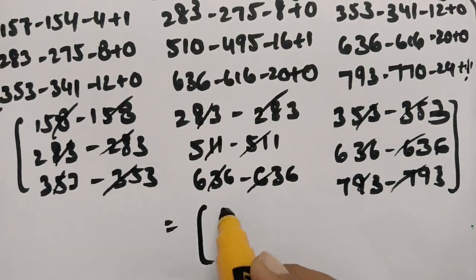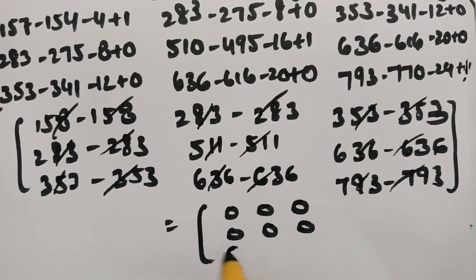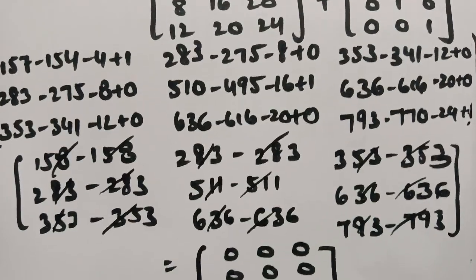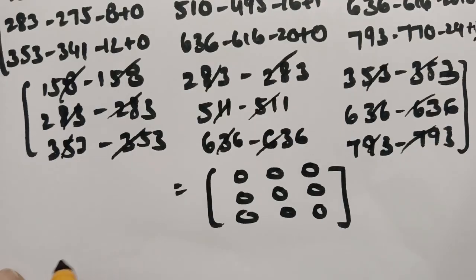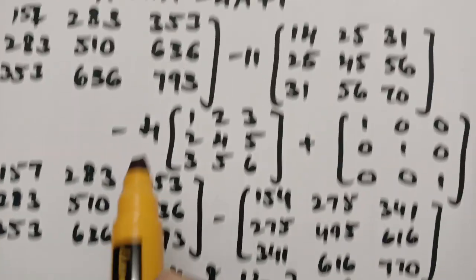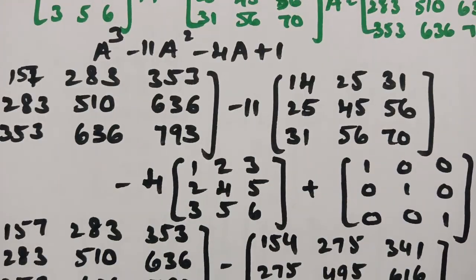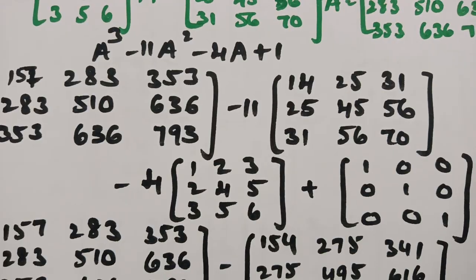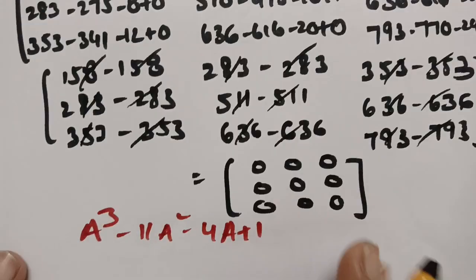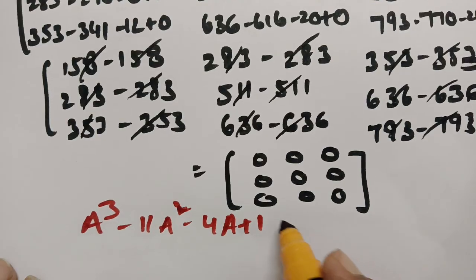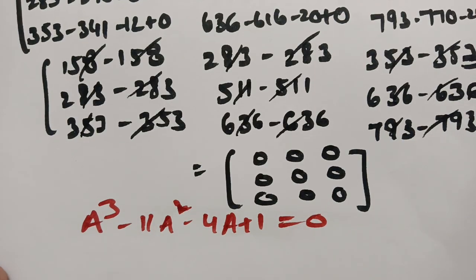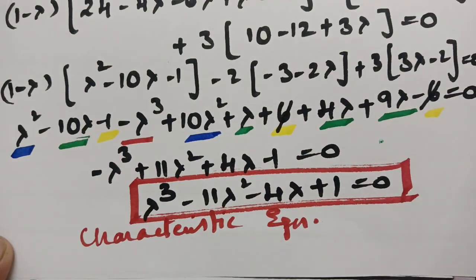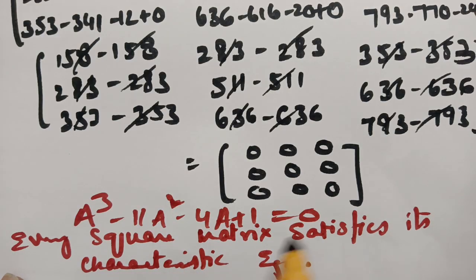So this value is 0 0 0 0 0 0 0 0 0. So here we got the characteristic equation. What is the characteristic equation here? So here this is A cube minus 11A square minus 4A plus 1, we got 0. So this is the characteristic equation which the square matrix satisfies. Therefore, every square matrix satisfies its characteristic equation. Hence, Cayley-Hamilton theorem is verified.